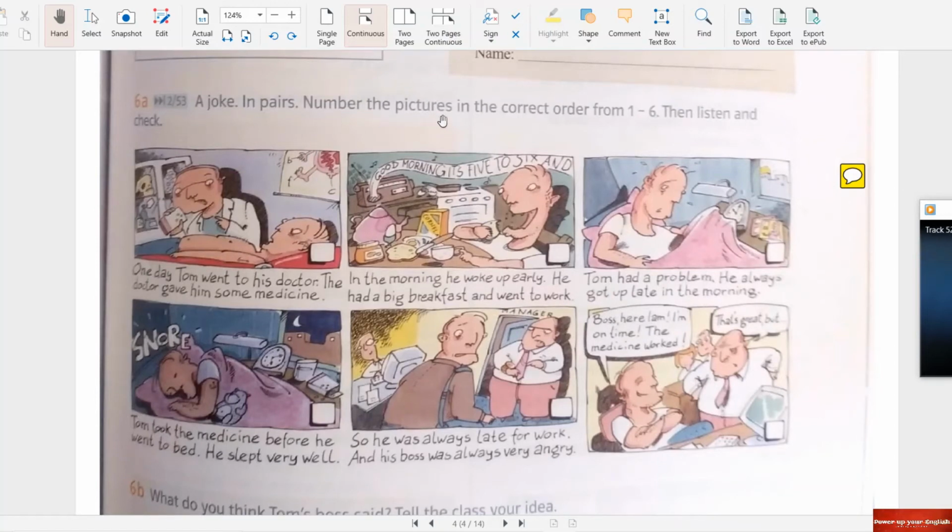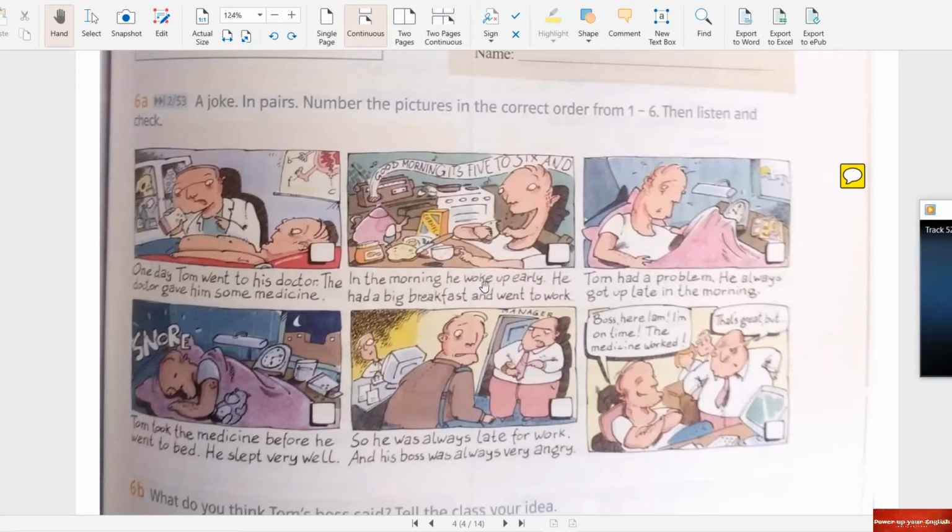So we need to number the pictures in the correct order from 1 to 6. Then listen and check. So here we have a dialogue, and of course it's not in order. So one day Tom went to see his doctor. The doctor gave him some medicine. As you can see, it's all in the past. So gave is the past of give.